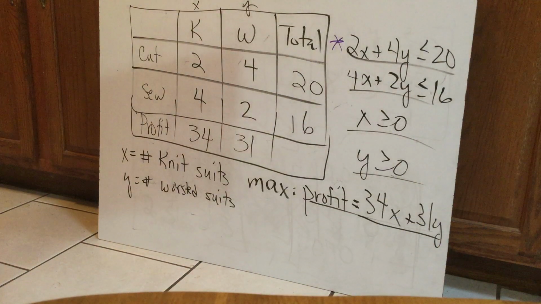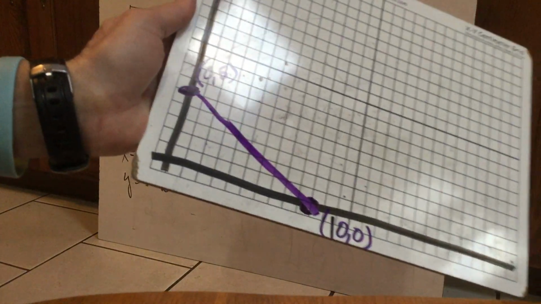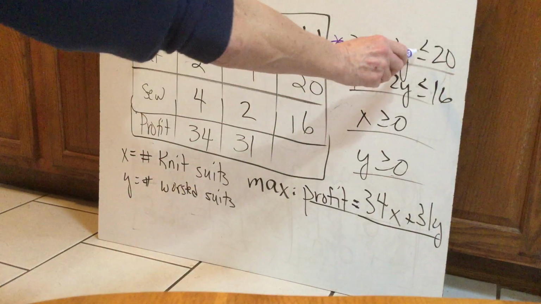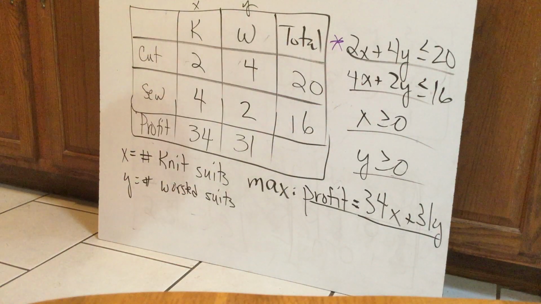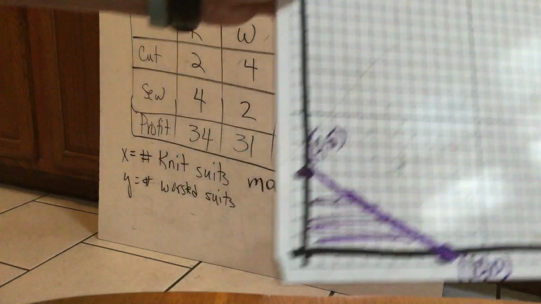Now, do you remember what you do? Connect them with a nice straight line, as straight a line as you can. Connect them. That's going to form this little triangle. And you're going to shade. And since that's a less than, we're going to shade underneath.